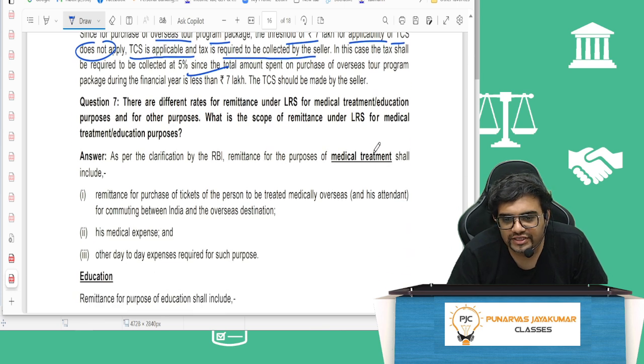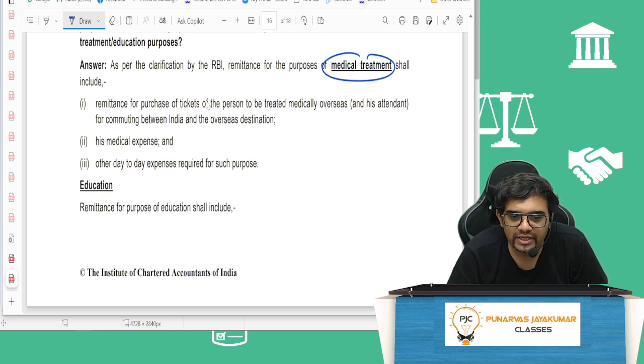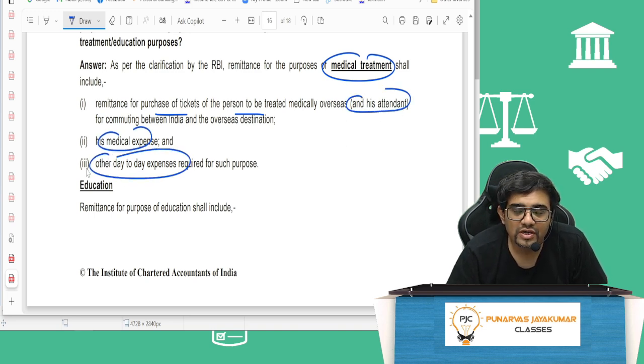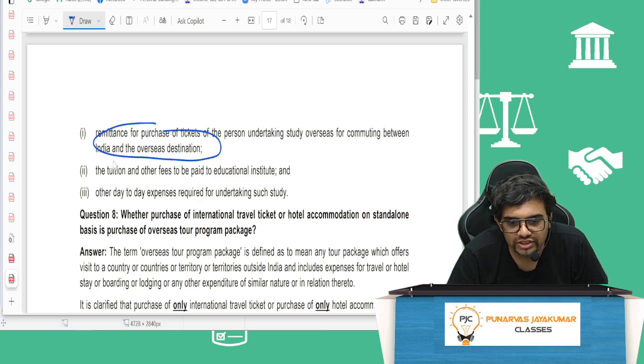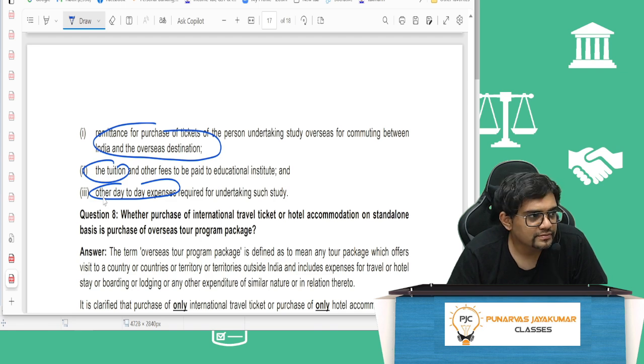There are different rates for remittance for medical treatment and education. What do you mean by medical treatment? What do you mean by education? Medical treatment will include purchase of tickets to and fro for him and the attendant. Full medical expense, day-to-day expenses, everything will be counted in medical treatment. Similarly, education will include to and fro tickets, overseas education, tuition fee, and day-to-day expenses. Everything.